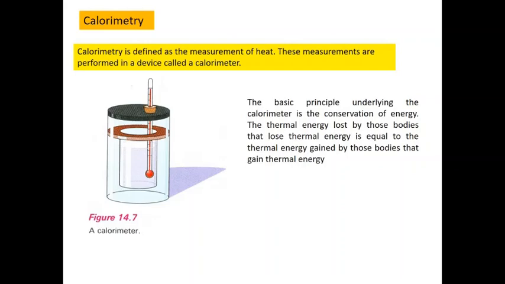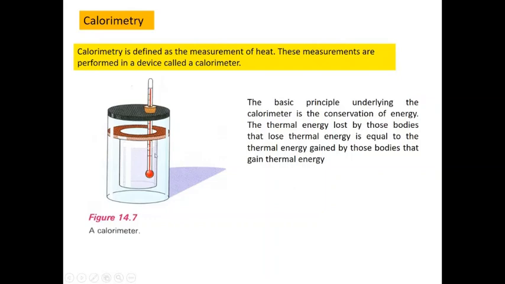Now we talk about calorimetry. Calorimetry is defined as a measurement of heat. These measurements are performed in a device called a calorimeter. This is a calorimeter. This device consists of two glass cylinders and vacuum between them. Inside the calorimeter we can fill it with water, and it has a thermometer. We can measure the temperature of the water inside the calorimeter.